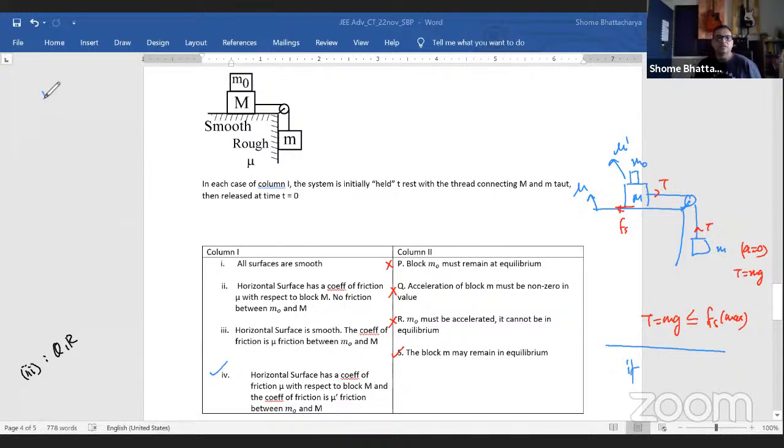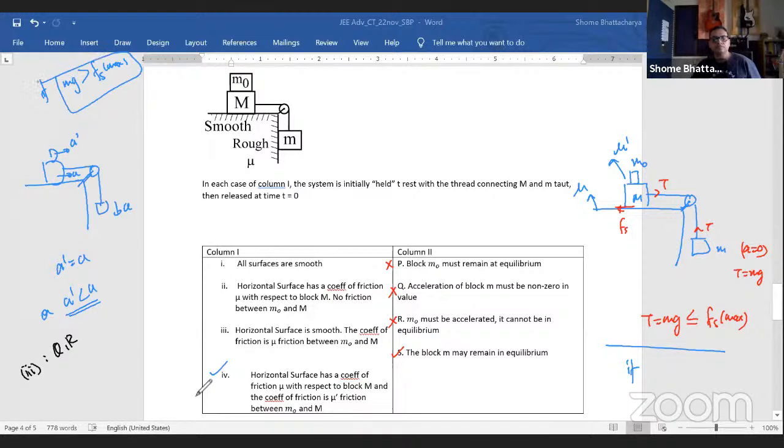if that small mg is greater than the maximum static friction at the floor over here, then what will happen is that again this will happen. This will be moving with a, this will be moving with a prime. So they might be equal, or a prime might be less than a. So these are also possible. But for this is the necessary condition. So that is why with this option only this will go.